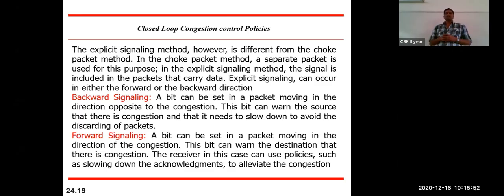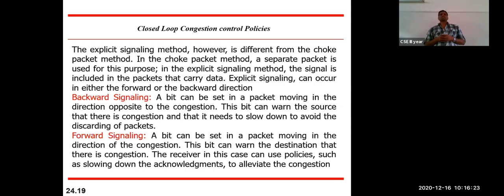That's the difference, okay? So in the explicit signaling method, the signal is included in the packets that carry the data that are going to the source or that are going to the destination. Explicit signaling can occur in either forward or backward direction. Two methods. In explicit signaling, again, there is a backward method and a forward method. Backward signaling, forward signaling. Then what is backward signaling? Sending a signal back to the source. Simple. What is forward signaling? Sending a signal to the destination.